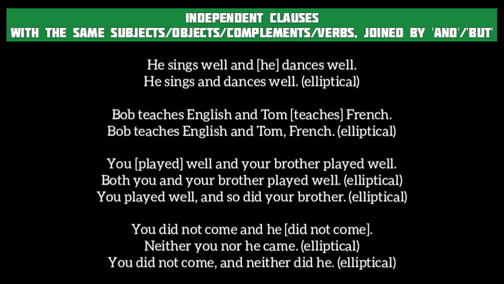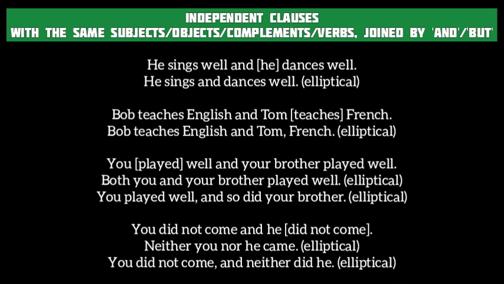Now look at the next elliptical construction. "You played well and so did your brother." In this construction, the first clause, "you played well," remains the same, but ellipsis occurs in the second clause. Here the elliptical structure for the second clause is the conjunction "and" plus "so" plus the auxiliary verb "did" followed by the subject "your brother." You played well and so did your brother.